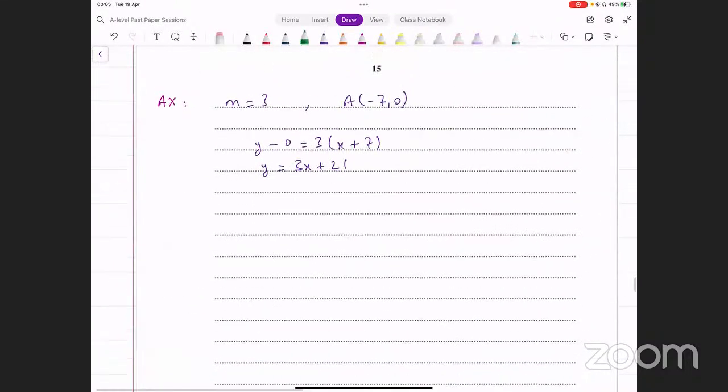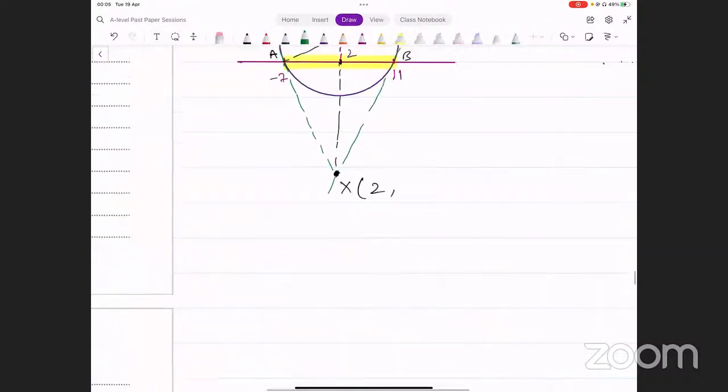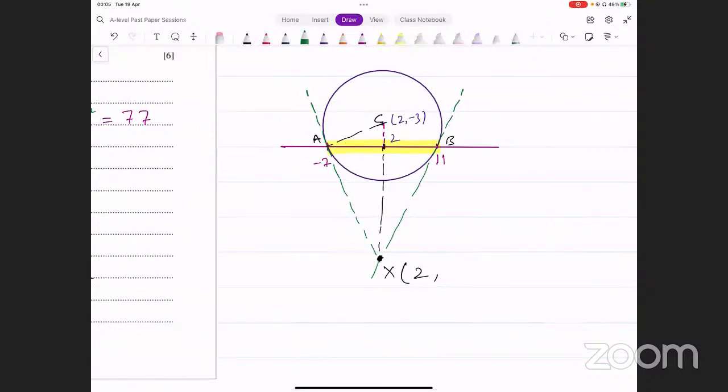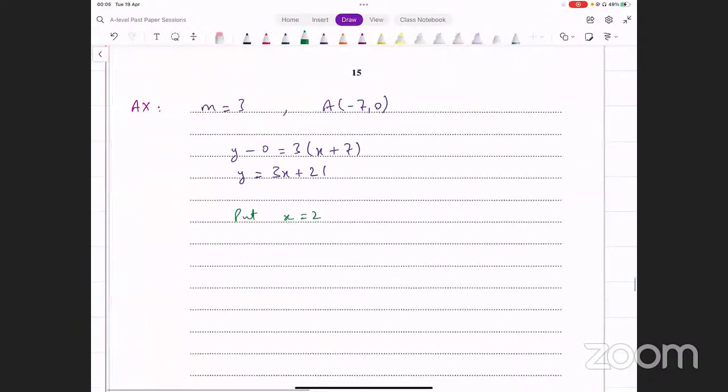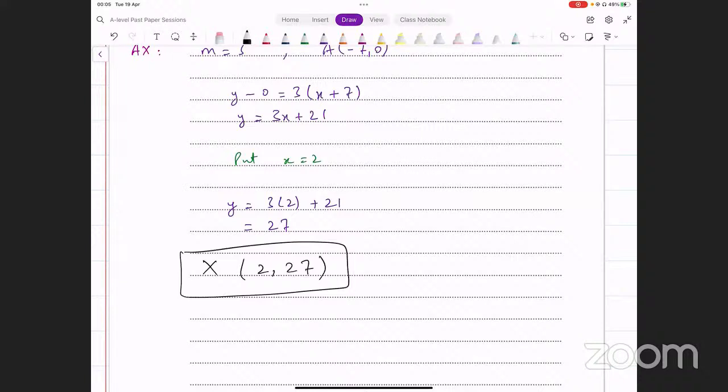तो हम क्या कर सकते हैं? हम x की value इस tangent के अंदर 2 input कर दें. क्योंकि ये x point इस tangent पे lie करता है ना, उसमें x की value 2 input कर दें, and see what you get. You get y equals 3 into 2 plus 21, and that's 27, and that's the y coordinate of that point of intersection. The point is 2 and 27. ये आपका point आ गया. All right, this was the point of intersection that we were looking for.